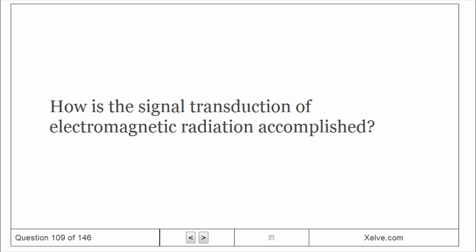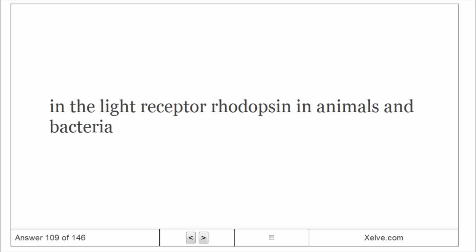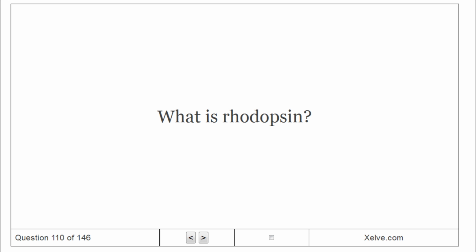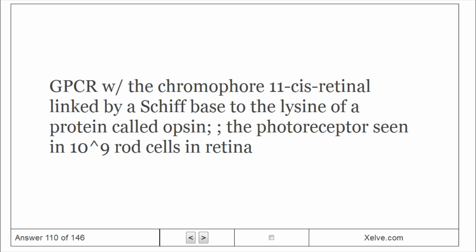How is the signal transduction of electromagnetic radiation accomplished? In the light receptor rhodopsin in animals and bacteria. What is rhodopsin? A GPCR with the chromophore 11-cis retinal linked by a Schiff base to the lysine of a protein called opsin, the photoreceptor seen in 10^9 rod cells in the retina.